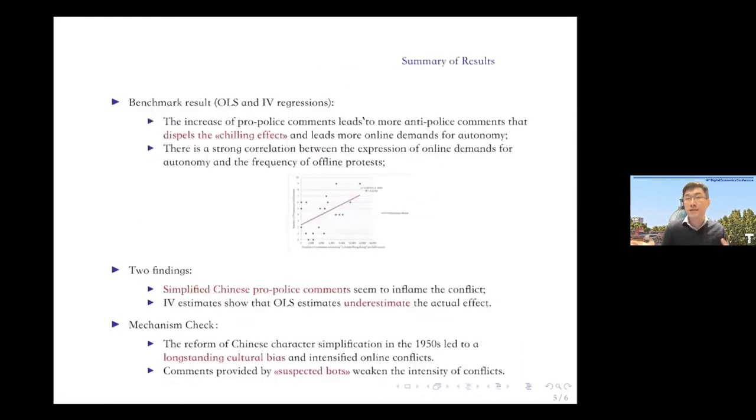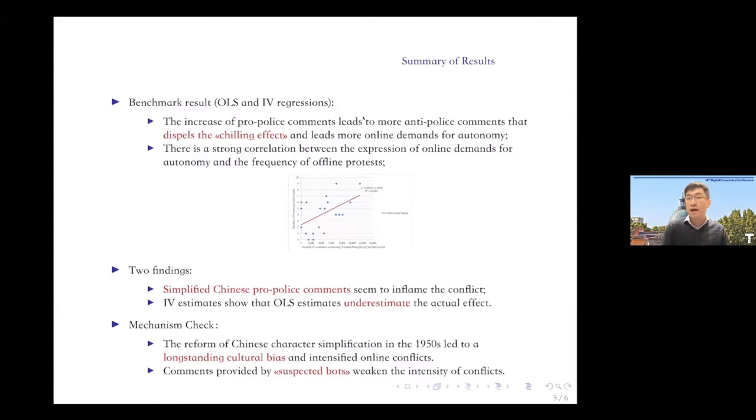Let me briefly summarize our estimation results. The IV estimation shows that each pro-police comment leads to more than one anti-police comment. That is very important because such an impact dispels the chilling effect and leads to more online demand for autonomy. We also manually collected all the offline protests that happened in Hong Kong during the last year and ran a regression model. We show that there is a strong link between people's online expression of their demand for Hong Kong's independence and autonomy and the frequency of offline protest.